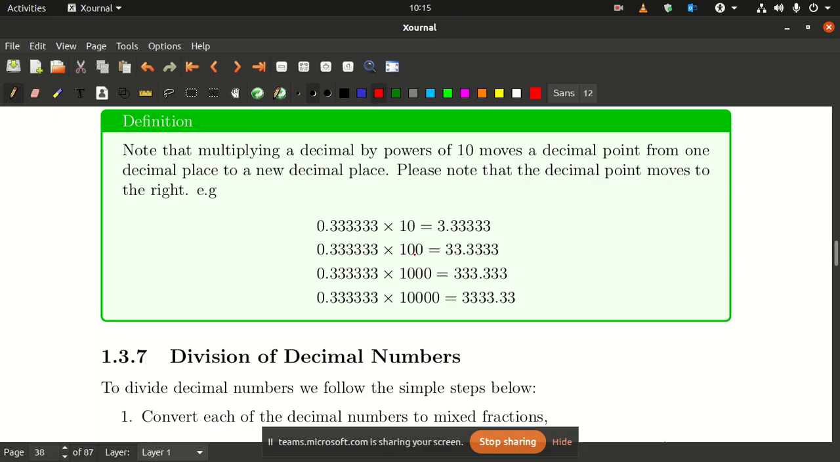When you are multiplying by 100, multiplication means to the right. So you take this decimal point and you move it. How many times? We have 2 zeros, so we move it 2 times. You move it 1, 2, hence we have 33.333.